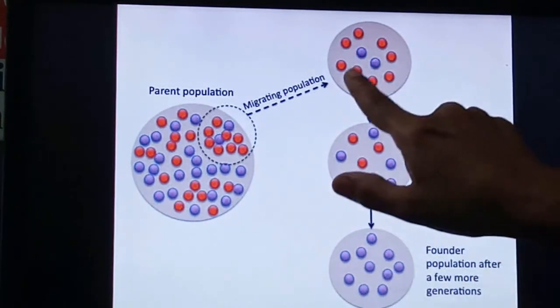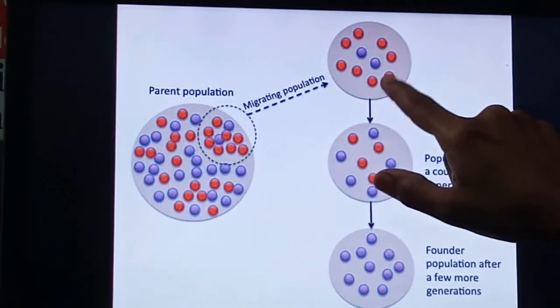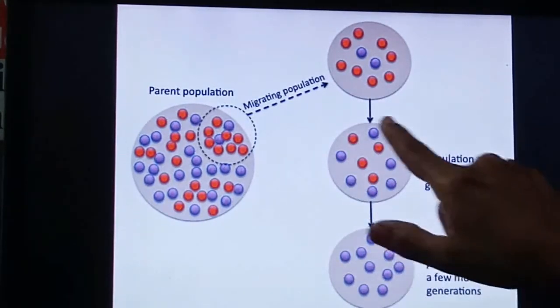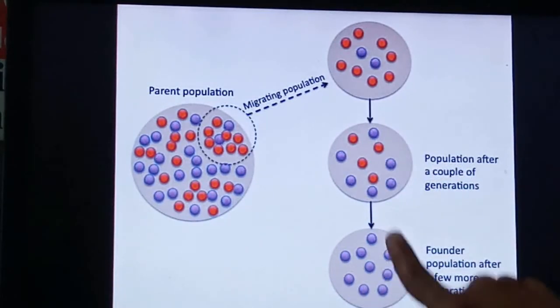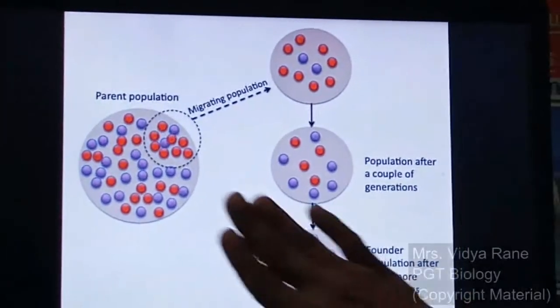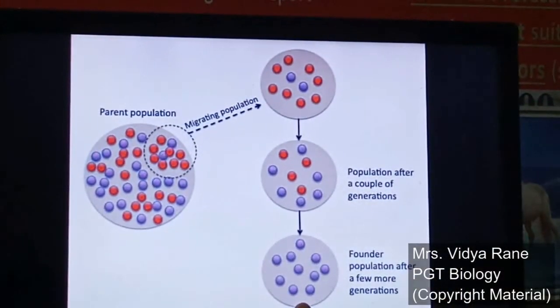Here red color is one of the characters which was dominant, maximum over there. Here the red character is reduced, purple is increased, and at last most of the population or species shows the same character only. This is after a few generations. This is called the founder population. After more generations, the founder generation goes on changing and this new generation is formed. This is called the founder's effect. This is in your textbook, so understand it very clearly.